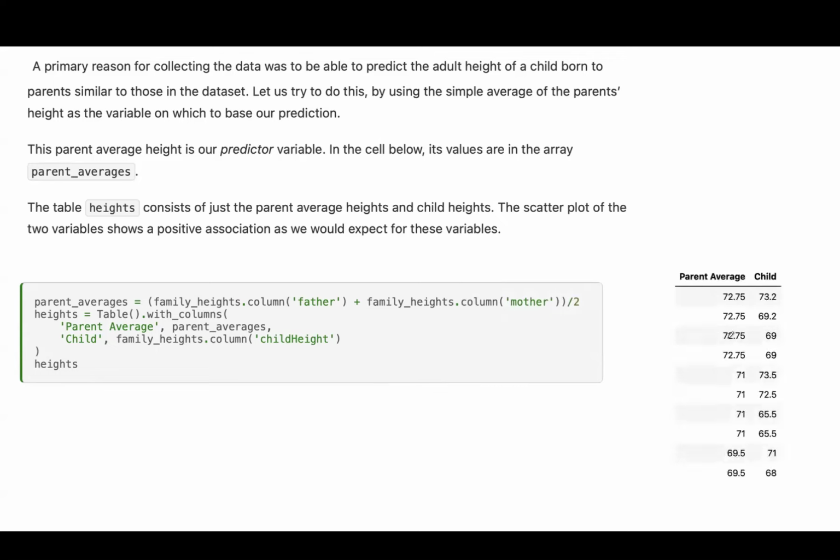So now you have just 2 columns. The parent average height is 72.75 and the child height is 73.2. The parent average is 72.75 and the child's height is 69.2. Okay, some of them are close, some of them are just a little bit off. So can we say that, hey, the average parent height basically helps us to predict the child's height? This is the question that we want to answer.